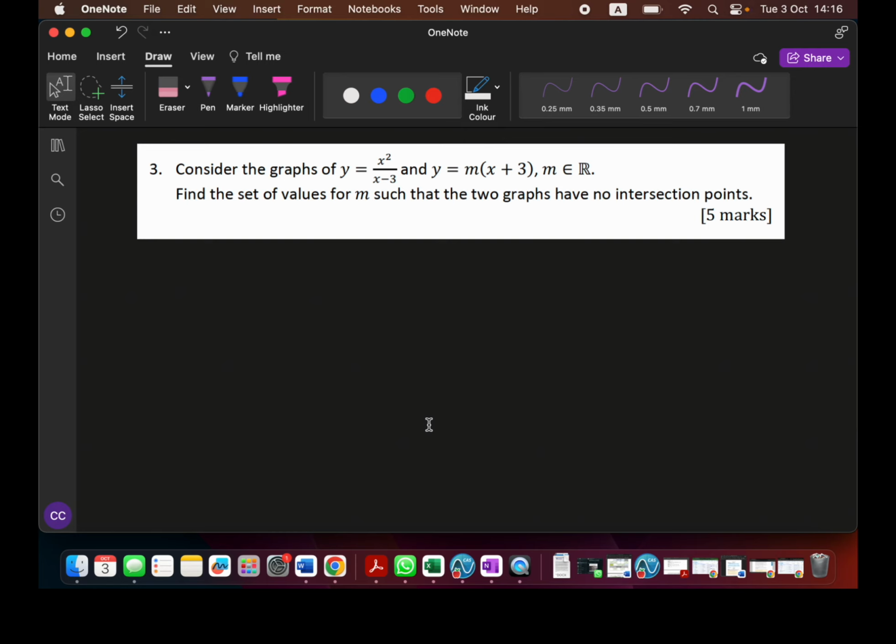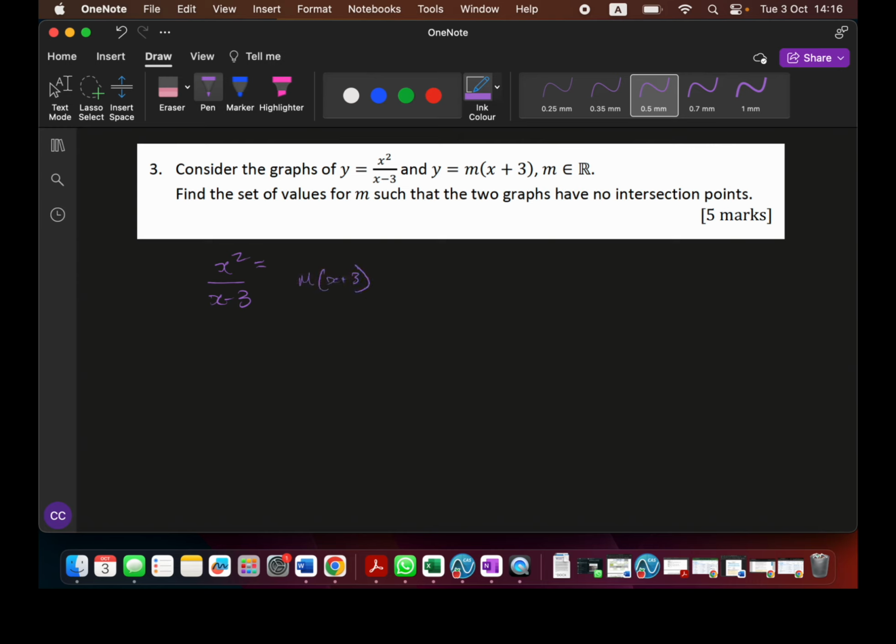Question 3 from our review packet for this unit on functions. So we have the graphs of those two functions, and we're looking for the values of m such that the two graphs have no intersection points. So what we're really looking for is where x squared over x minus 3 is equal to mx plus 3.